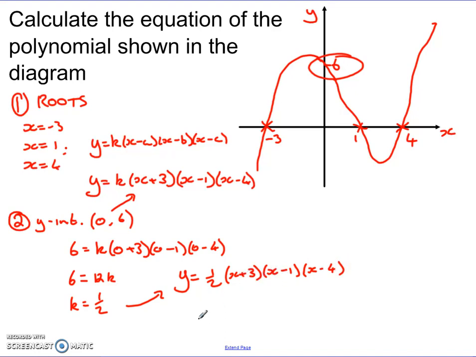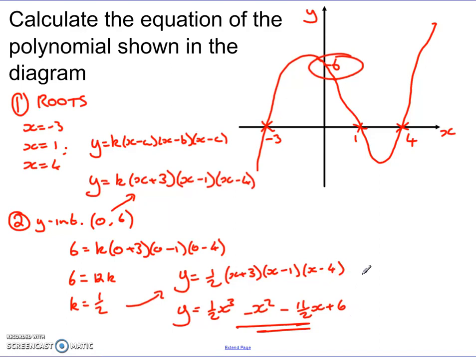Now sometimes it wants you to write it so there's no brackets, so multiply it out in the expanded form. Well, all you would do is multiply out the brackets, so do this pair, then this pair, and then times the whole lot by a half. When you do that, you get 1 half x cubed, take away x squared, take away 11 over 2 x, plus 6. That's what you get when you expand the bracket. Now if it doesn't ask for this, you'd be fine leaving it in this format here.